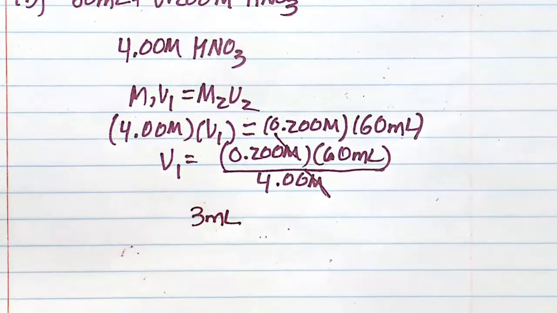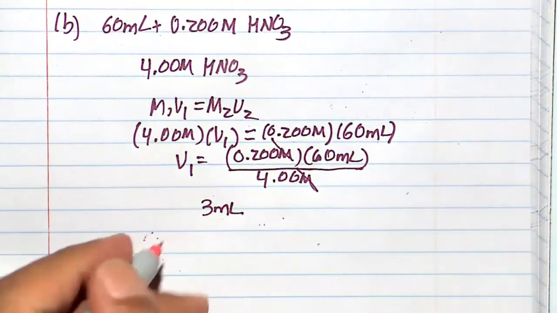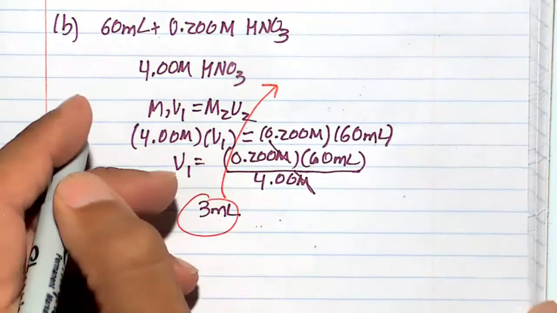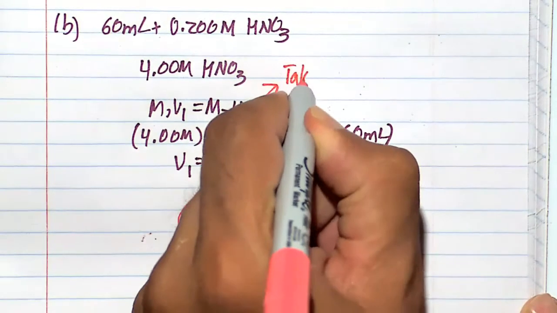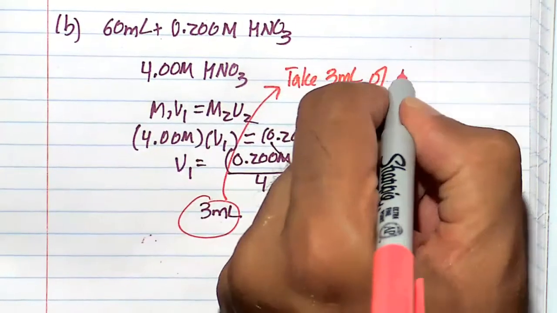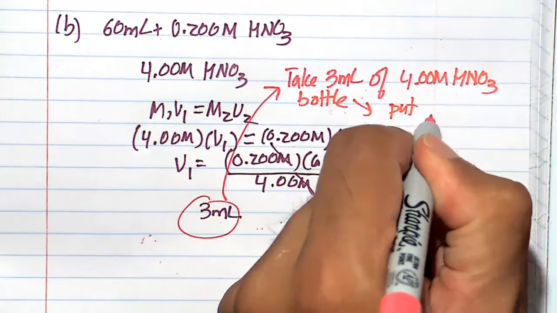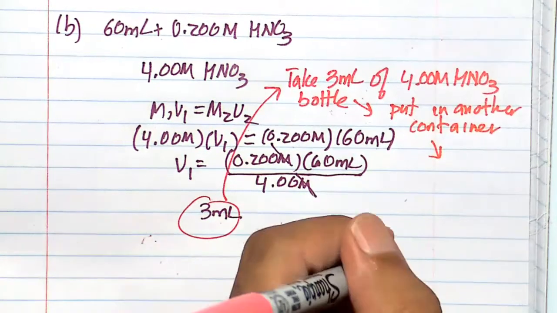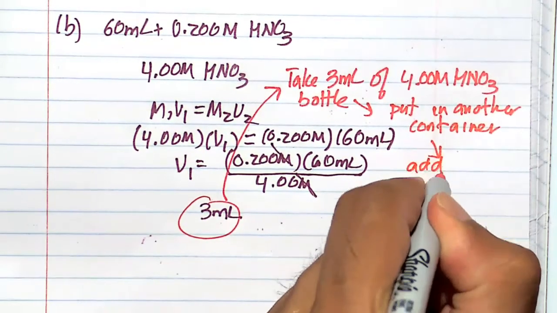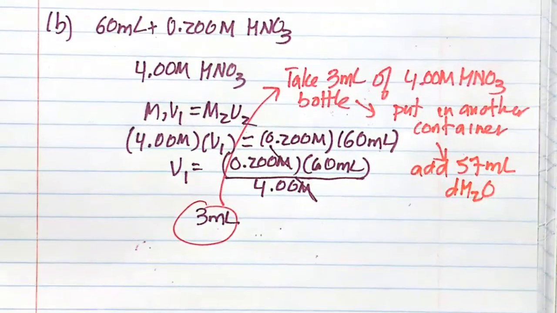All right. So we're not done with this problem. The correct answer to this problem, I'm going to write it out in a different color. We're going to take 3 milliliters from the 4 molar bottle. We're going to put it in another bottle or another container, and we're going to add 57 ml of water. So that's the recipe.